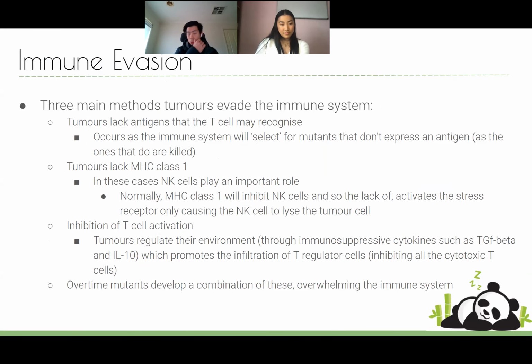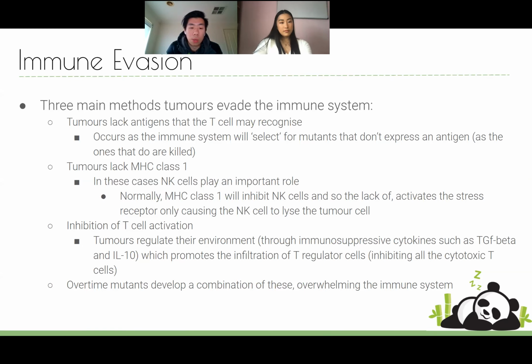So tumor invasion. How do these tumors evade the immune system in people who are healthy? They either lack antigens a T cell can recognize. This basically occurs because the immune system will select for mutants that don't express antigen, and those are ones that are killed. If they lack antigens completely, then they can't respond really. So tumors will lack MHC class 1. In saying that, your NK cells will also try and play a role here. Your MHC class 1 will normally inhibit natural killer cells, so the lack of those will also, for some cancers, allow them to kill those cells.